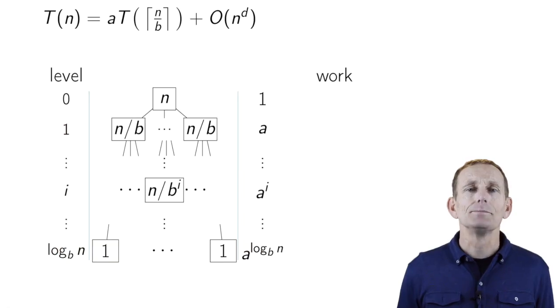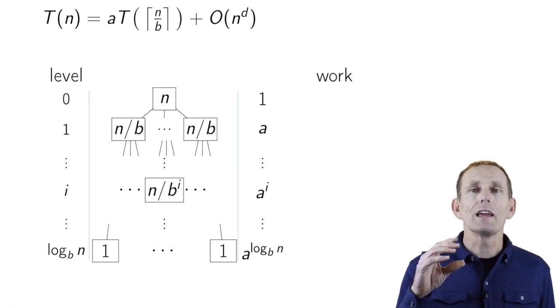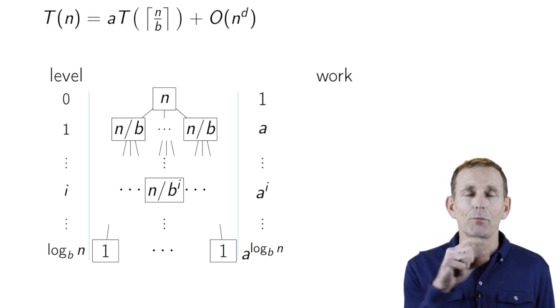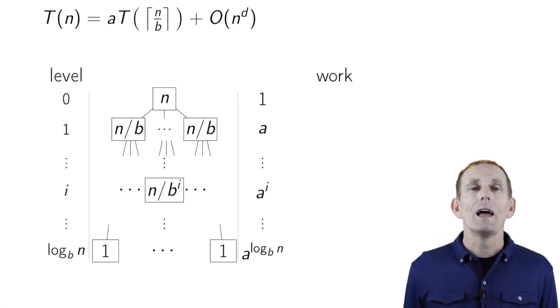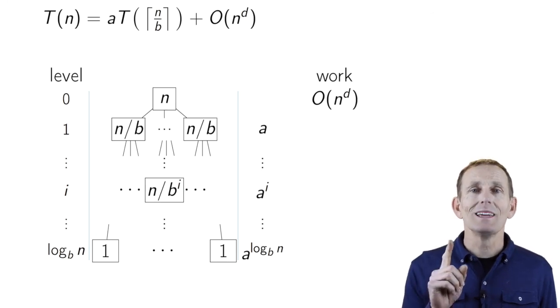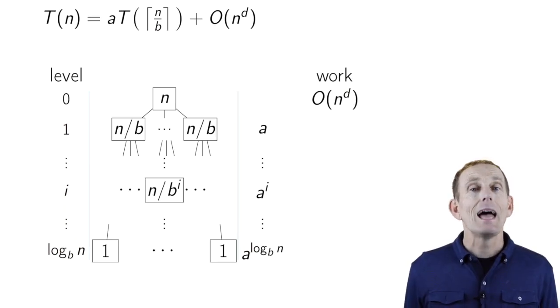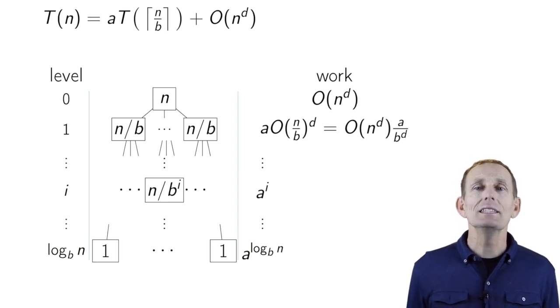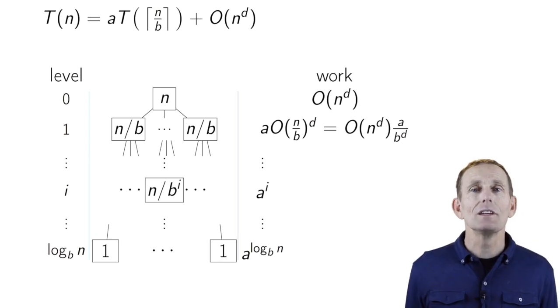How much work do we have to do? Well, work is just a function of how many problems we have and the amount of work for each problem. So at level 0, we have just big O of n to the d work. There's one problem, and it takes big O of n to the d time. At level 1, we have a problems, and each of them takes big O of (n over b) to the d work. Okay, we can pull out the a and the b to the d to be all together, and that's just big O of n to the d times (a over b to the d).